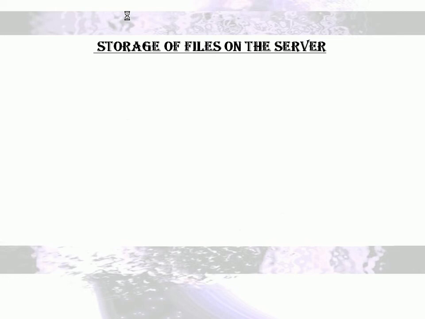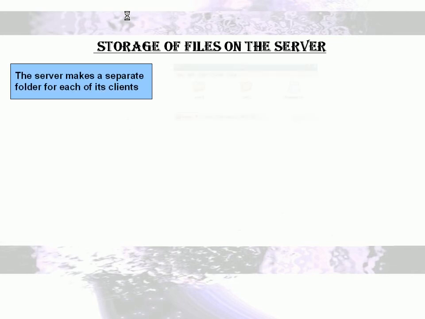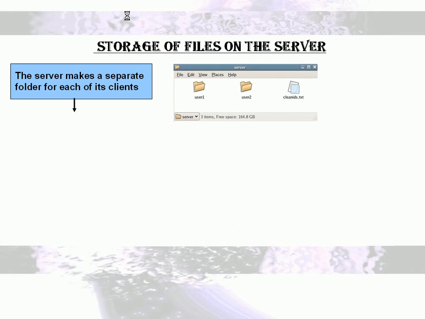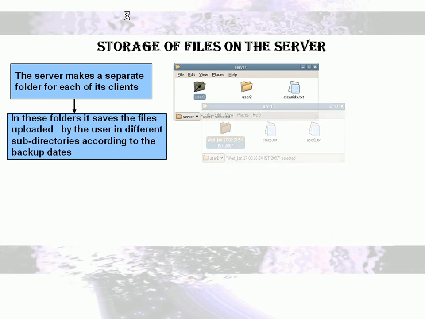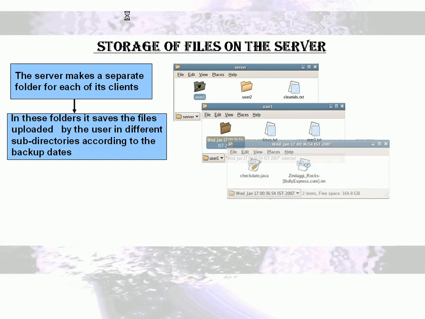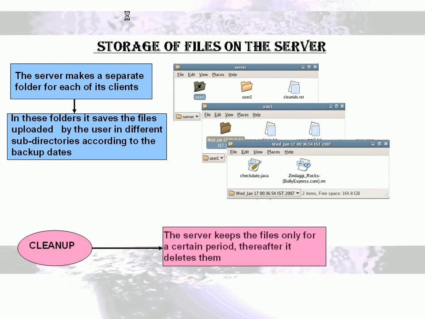Now let me explain how the server actually stores the files on the system. The server makes a separate folder for each of its clients. Here we can see two of the folders made for two different clients, user 1 and user 2. In these folders, it saves the files uploaded by the user in different subdirectories according to the backup dates. Another special feature is the server cleanup. The server keeps the files only for a certain period, thereafter it deletes them.